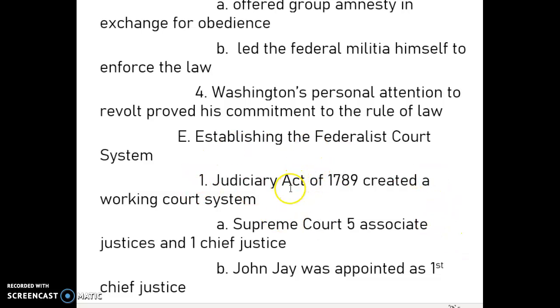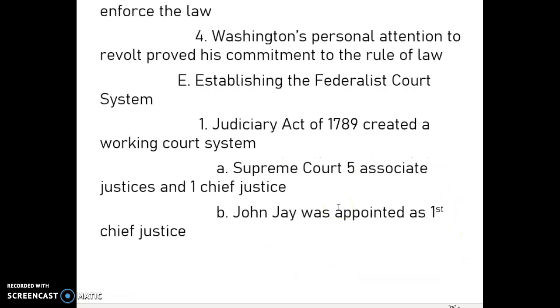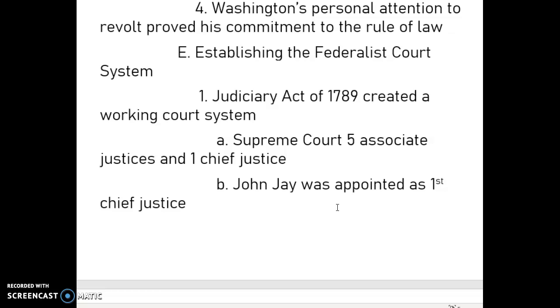Okay, Howard, I think that I left off with capital letter E, establishing the Federalist court system. While the Constitution allowed for the creation of the Supreme Court, it did not establish any specifics about the Supreme Court. While it did lay out what its job description was supposed to be and what their powers were, there were no offices actually created. So in 1789, Congress passed the Judiciary Act, which created a working court system.